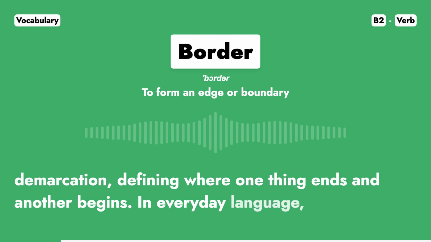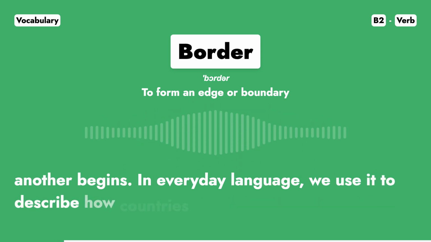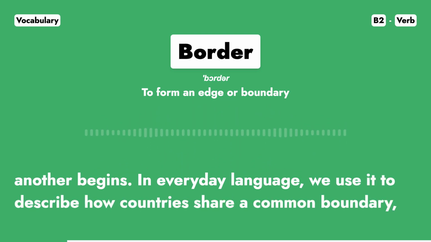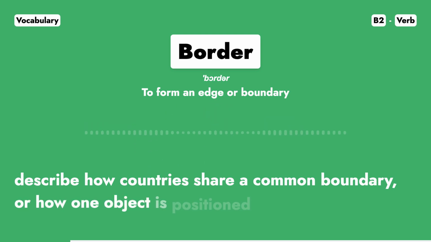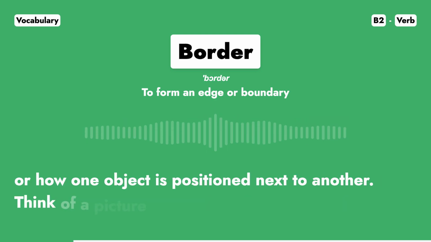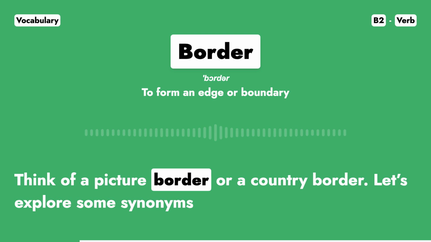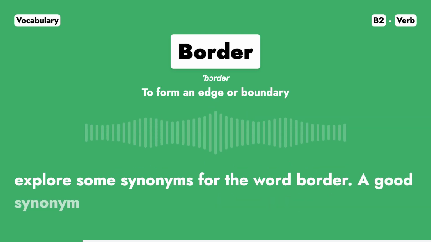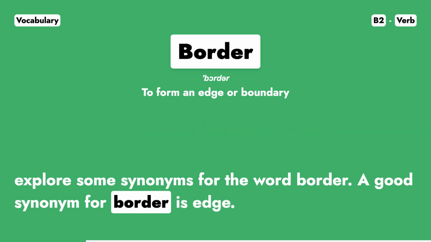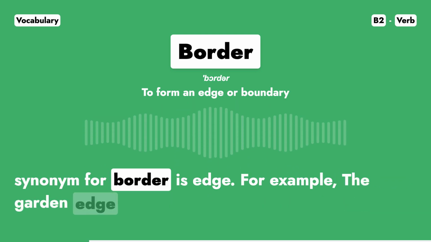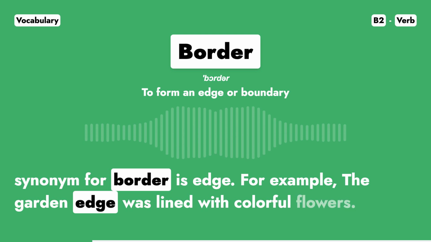In everyday language, we use it to describe how countries share a common boundary or how one object is positioned next to another. Think of a picture border or a country border. Let's explore some synonyms for the word border. A good synonym for border is edge. For example, the garden edge was lined with colorful flowers.